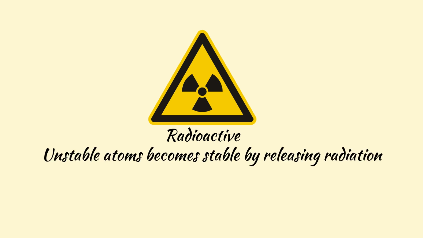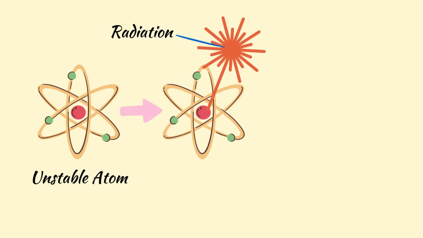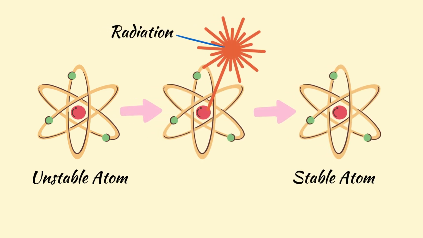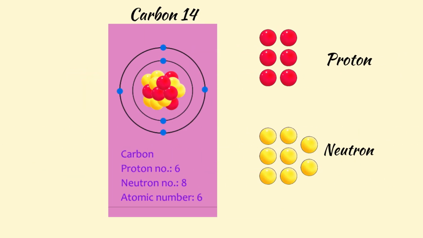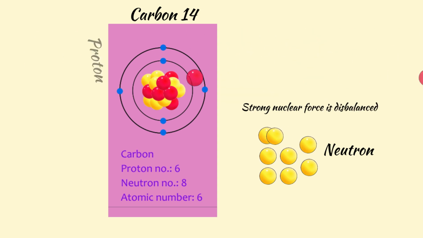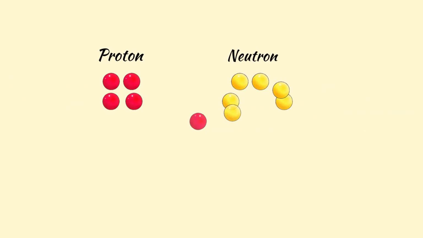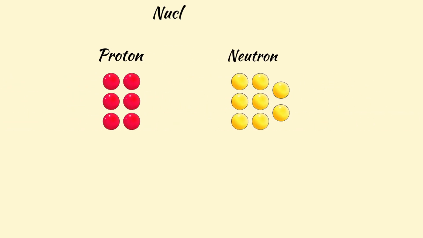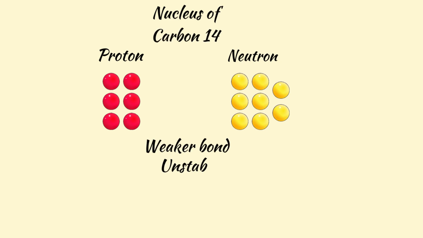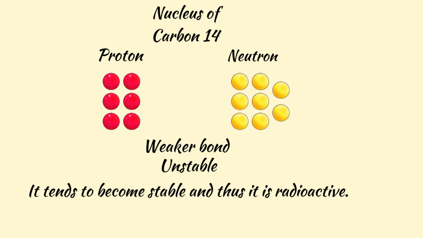Radioactive simply means unstable atoms could release radiation by becoming stable at any time within their time period. The process of becoming stable includes the release of energy in the form of radiation, and this process is called radioactive decay. If we look at the carbon-14 atom, we see it has 2 more neutrons than protons. These 2 extra neutrons disbalance the strong nuclear force of the nucleus. It is because there are more neutrons, and the nuclear force is weaker between neutrons than between protons and neutrons. So, the bond between 6 protons and 8 neutrons in the nucleus of the carbon-14 atom is weaker, making it unstable. It means it tends to become stable, and thus it is radioactive.